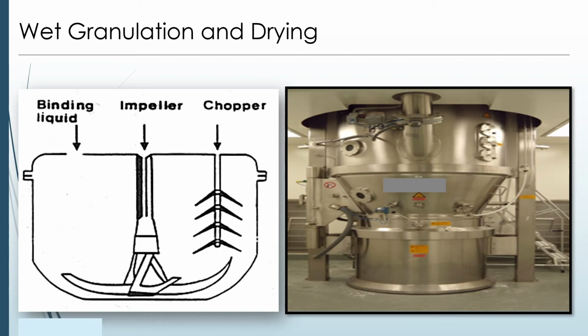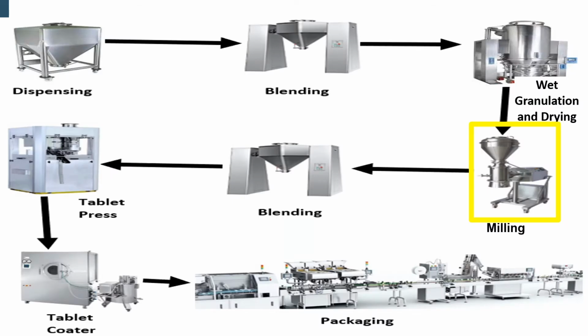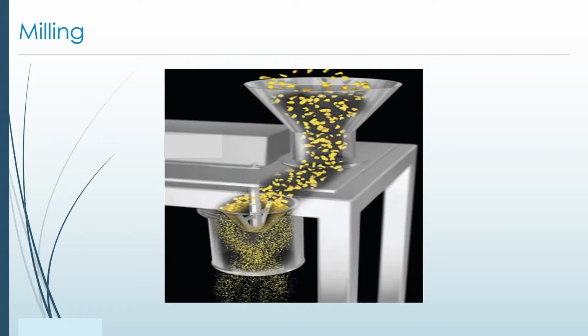This drying is achieved by a stream of warm and dehumidified air that is admitted to the base of the drying chamber and exits the top. Once the wet granulation and drying process is complete, the powder is typically milled through a mill. The purpose of passing the powder through the mill is to obtain the required particle size, which is an important part of the product specification.